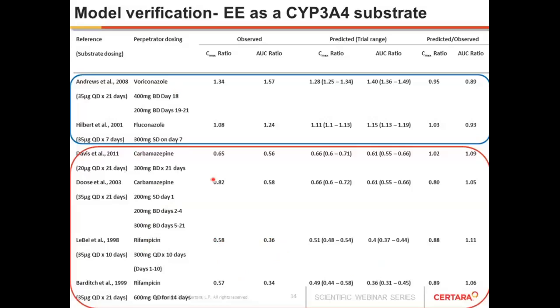Carbamazepine is another inducer, whereby when you co-administer carbamazepine with ethinylestradiol, you have about a 35% reduction in Cmax and approximately 60% reduction in AUC. And we were able to predict, our predictions were within the defined 0.8 to 1.25 range. So all in all, we're happy that the FM that we had defined for ethinylestradiol as a CYP3A4 substrate was right, and we were happy with the model going forward.